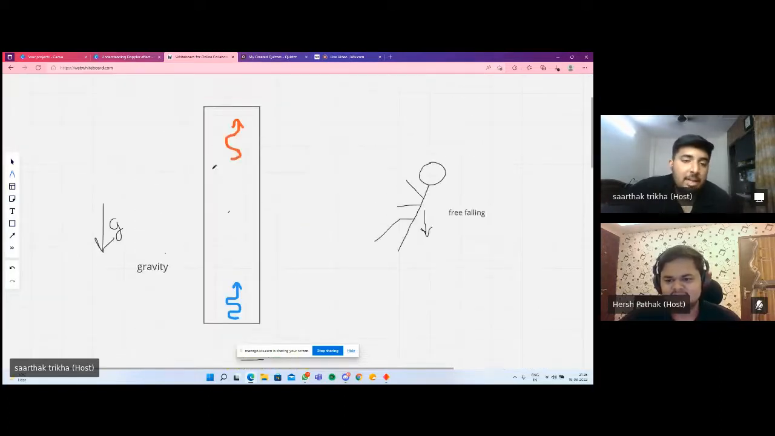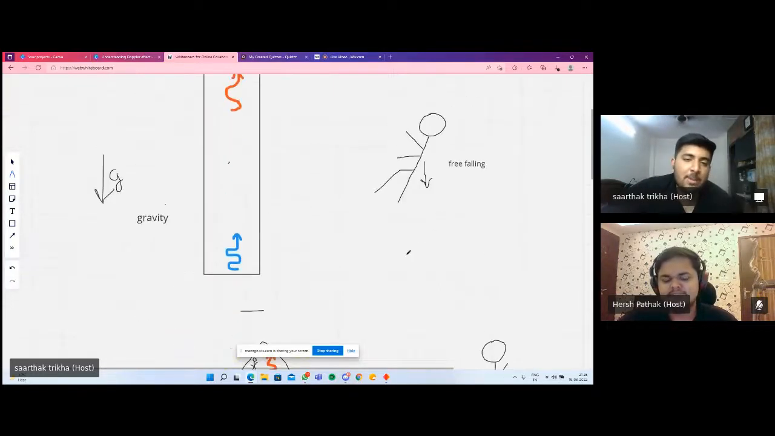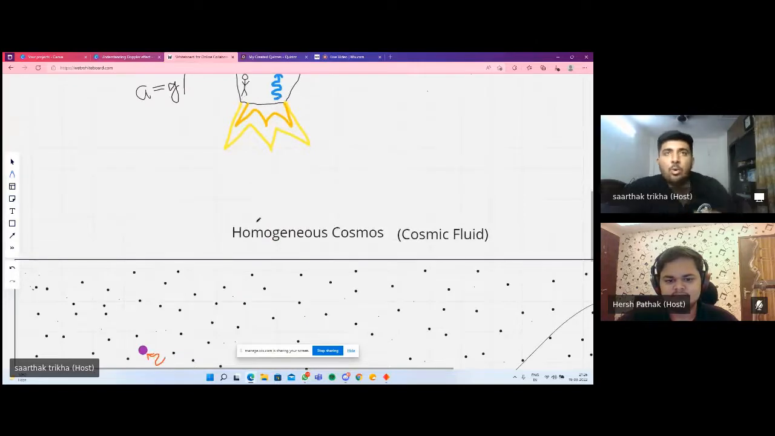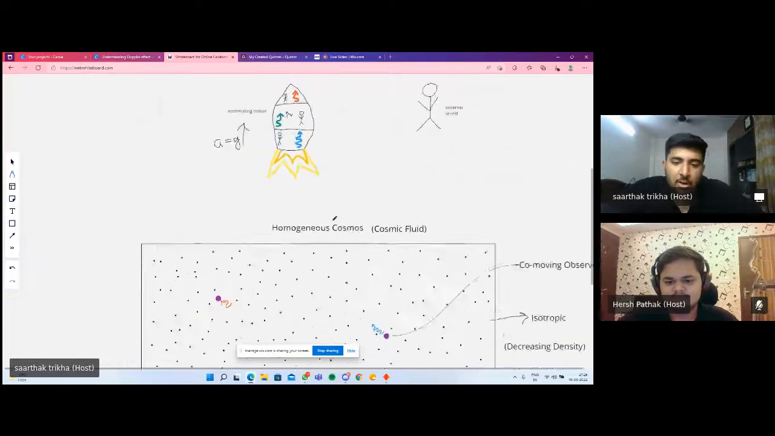And for the previous experiment that we studied, if a person is free falling, he would also observe the same thing, because if he's free falling with the acceleration of g, this would represent almost the same experiment. So even he would notice that the shift is happening. Now let's come to cosmological shift.